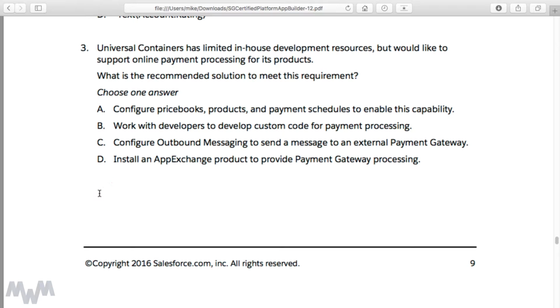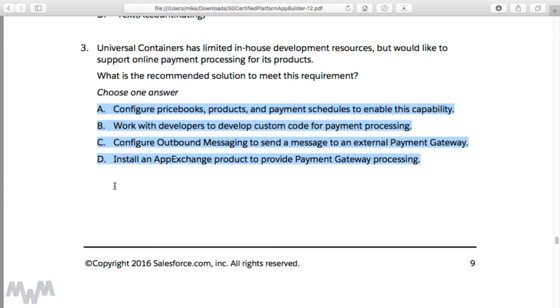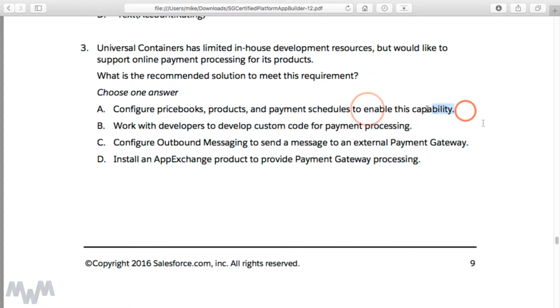And so really, as I think about these answers, all of them are feasibly correct. You could, if you so chose, configure price books, products, and payment schedules, and you would get well on your way towards providing online payment processing and supporting that for Universal Containers. You could as well then, for the programmatic side of things for processing payments, work with developers to develop custom code for this payment processing.